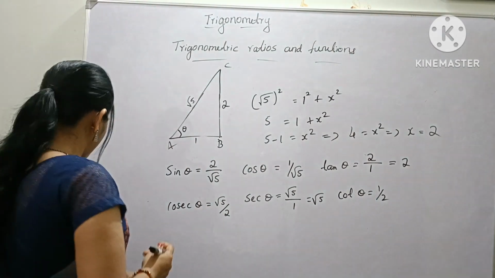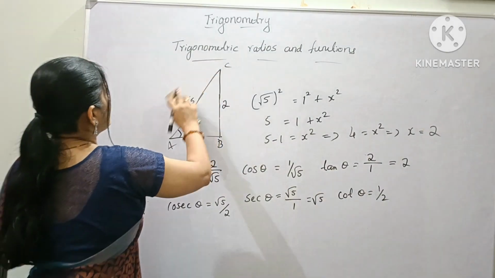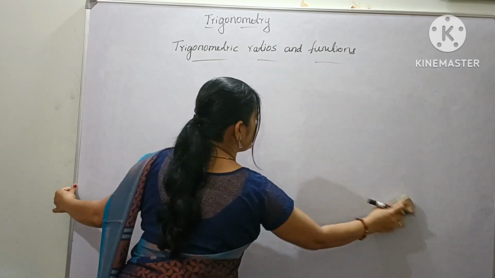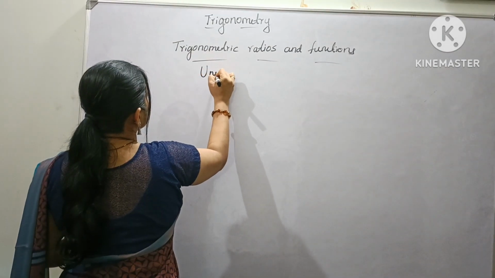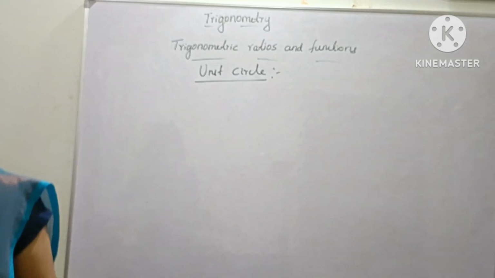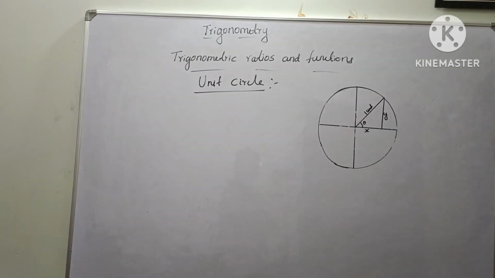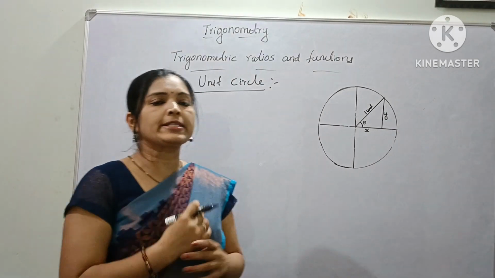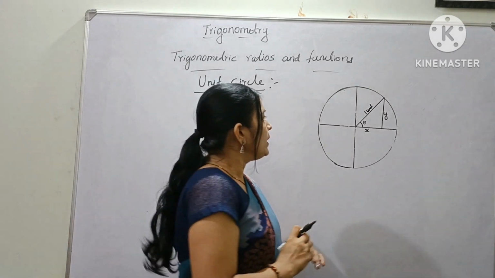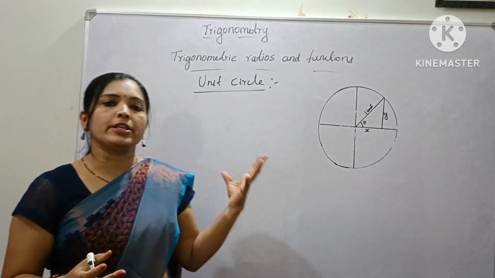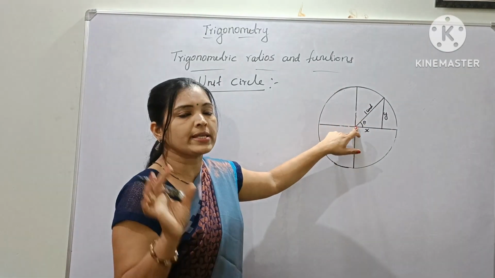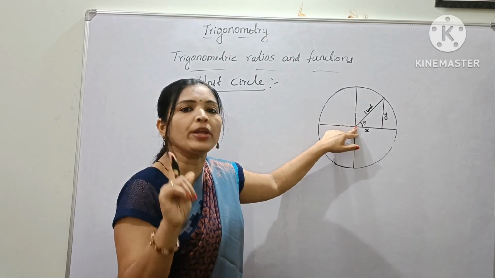Okay, next we will study about unit circle. Let us see a unit circle. What's a unit circle? A circle of radius 1 unit is called a unit circle. We can form a right angle triangle in a circle. See here it is a unit circle of radius 1. Unit circle means a circle of radius 1 unit.